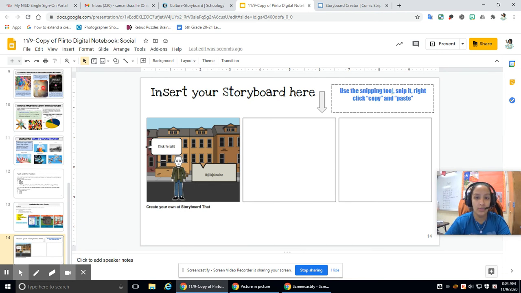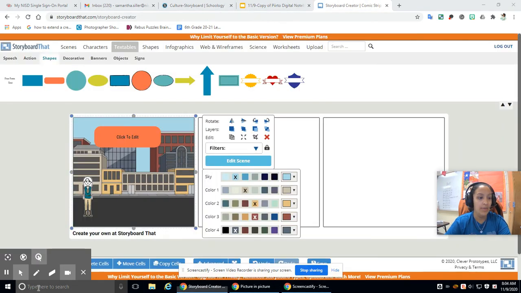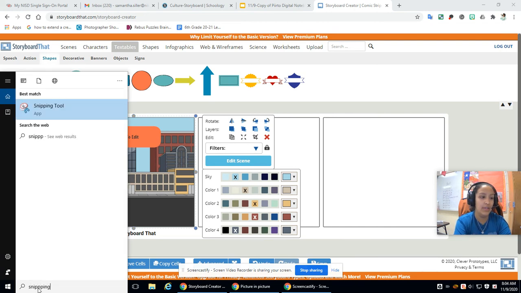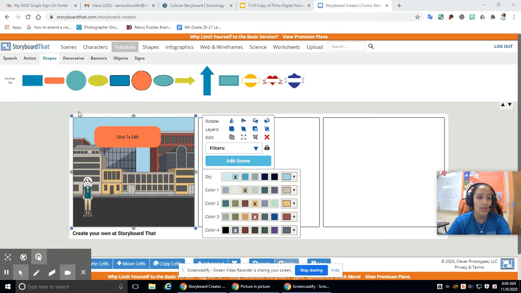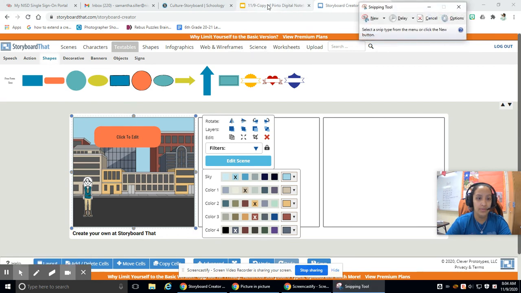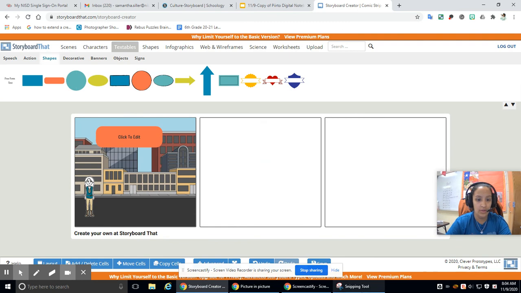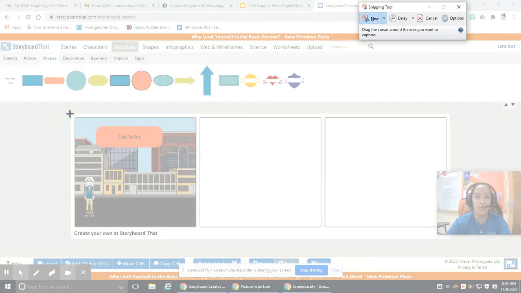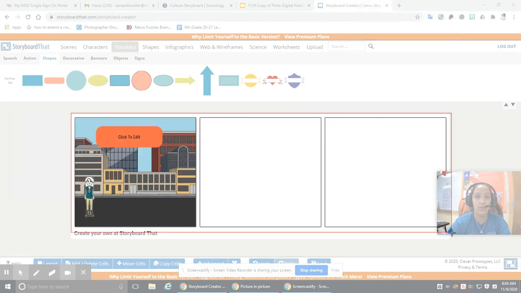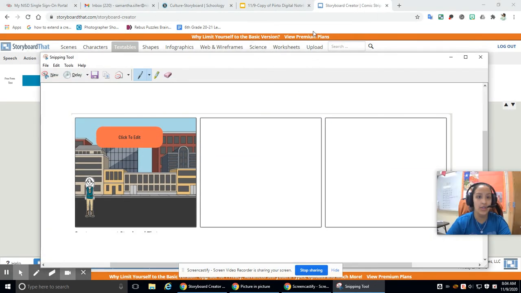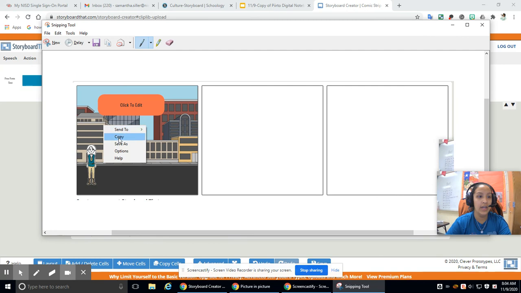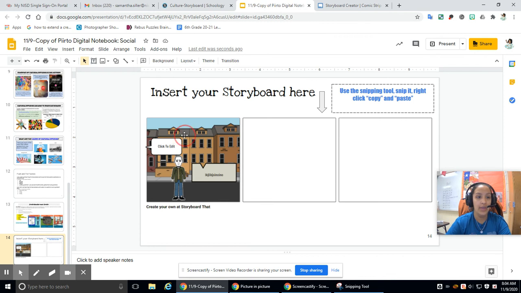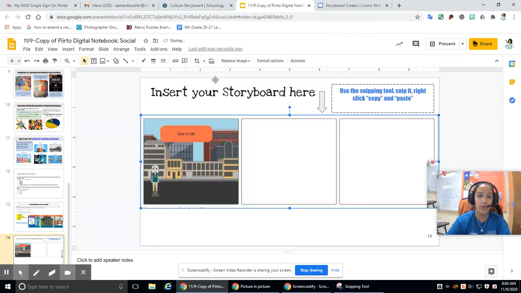You're going to use the snipping tool. You're going to snip it, which is going to be this one. So we go back to our board. I'm going to type right here where it says snipping. Some of you might not have this option, and we'll have to figure that out. You have the snipping tool. Okay, let's get rid of that. There we go. So you hit new. You're going to snip only your board. That's it. It's going to take you to another sheet. There we go. You're going to hit right click, copy. Go back to the Google Slides, and then you hit right click, paste, and then your storyboard will appear.